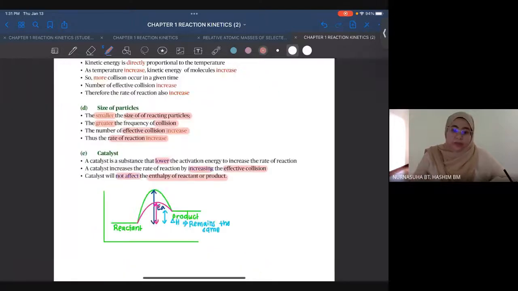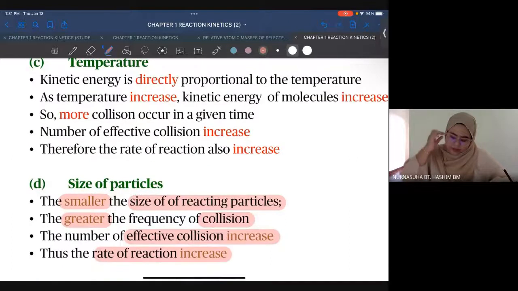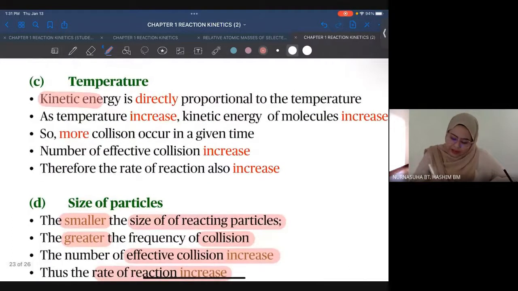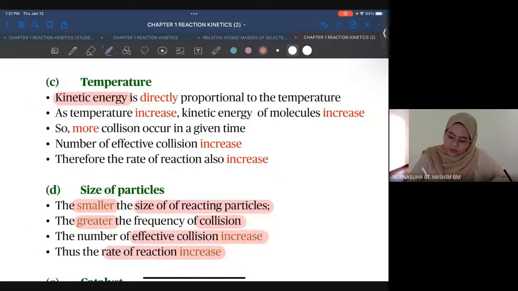Okay, nanti boleh salin temperature. Okay, first you have to understand that kinetic energy is directly proportional to the temperature. Apa maksudnya? Kinetic energy dalam fiziknya tenaga kinetik lah kan dia panggil. Any moving things have kinetic energy. Kita ada kinetic energy. Binatang pun ada. So anything yang bergerak ada kinetic energy. Dan kinetic energy ni bergantung pada suhu.